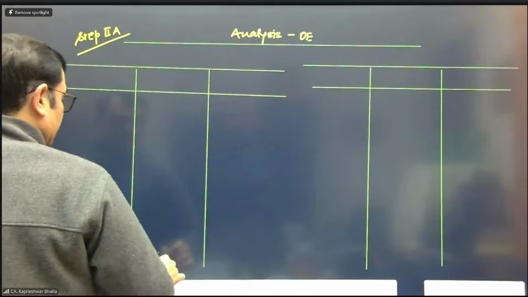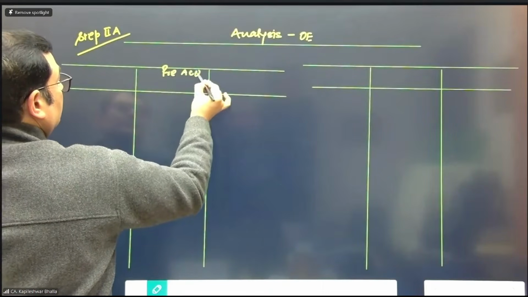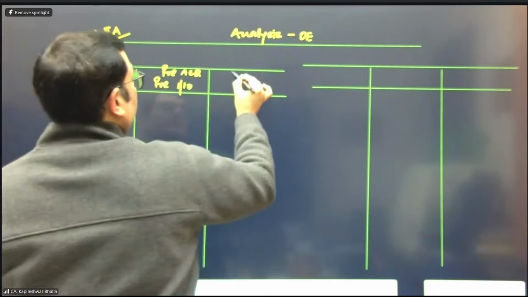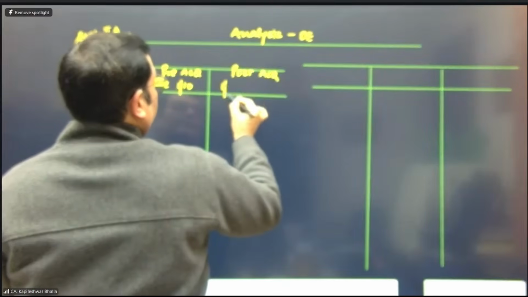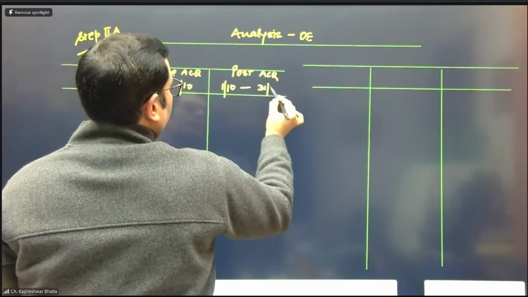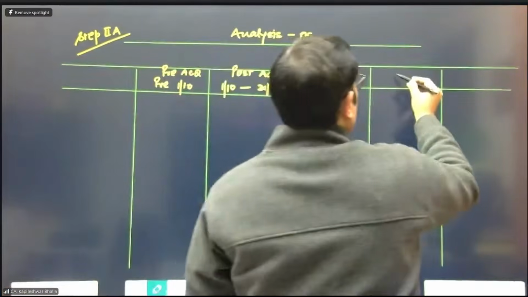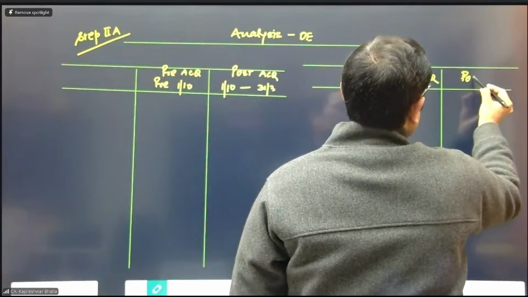So in the analysis of other equity, we consider pre-acquisition. This is going to be pre-1st October, and this is post-acquisition. Anything from 1st October till 31st March is going to be post-acquisition. So this is continued pre-acquisition and post-acquisition.